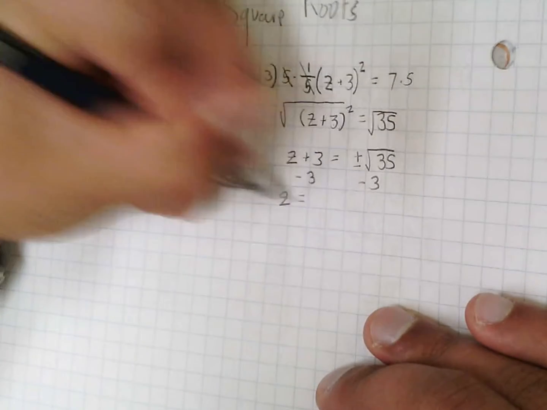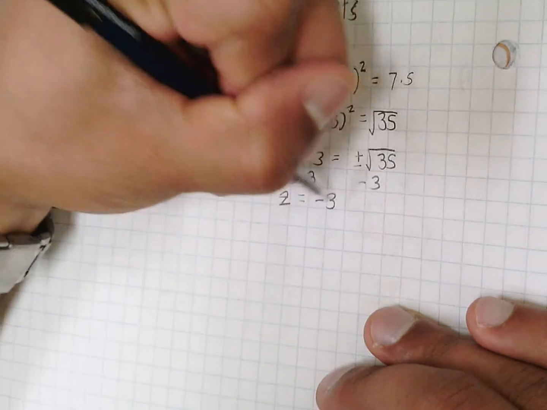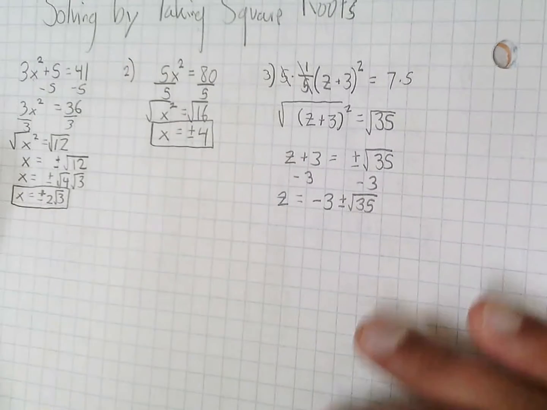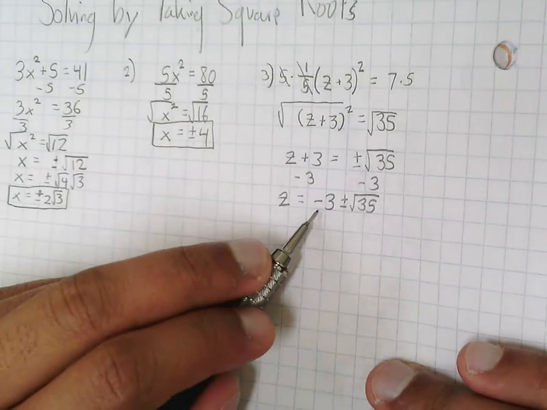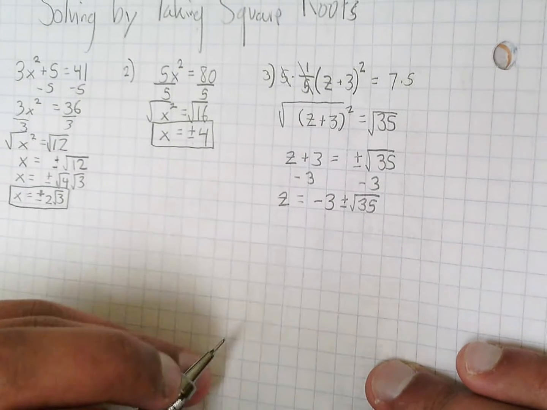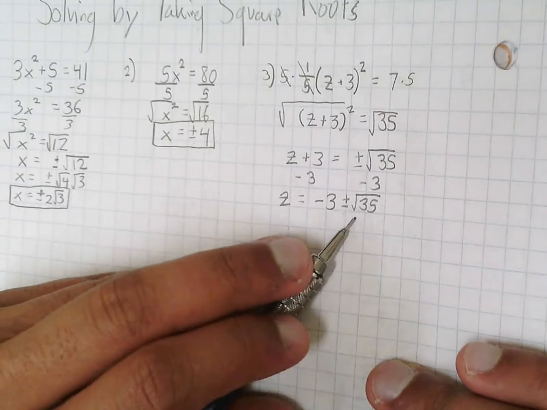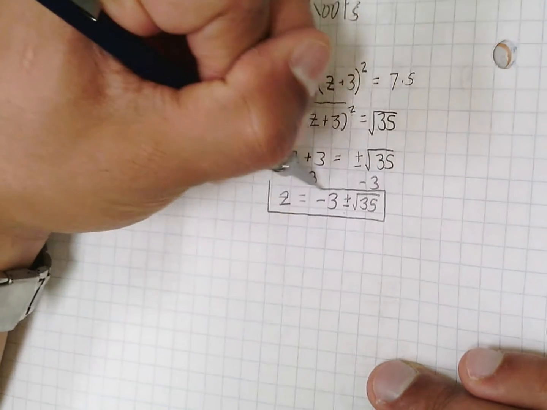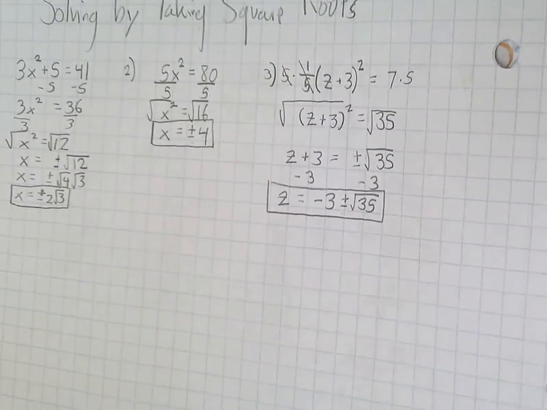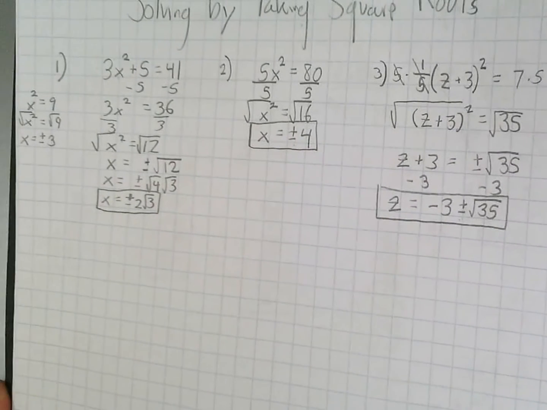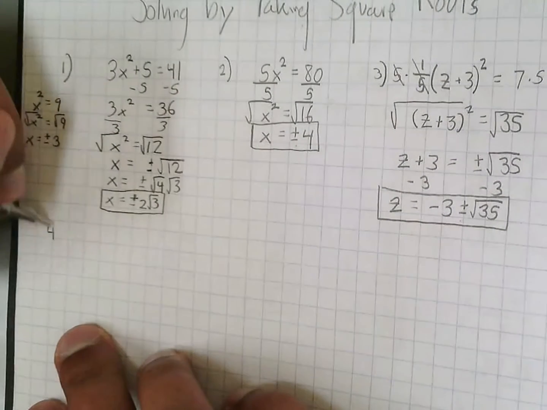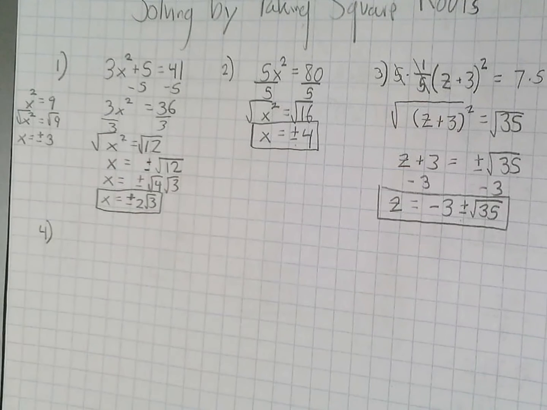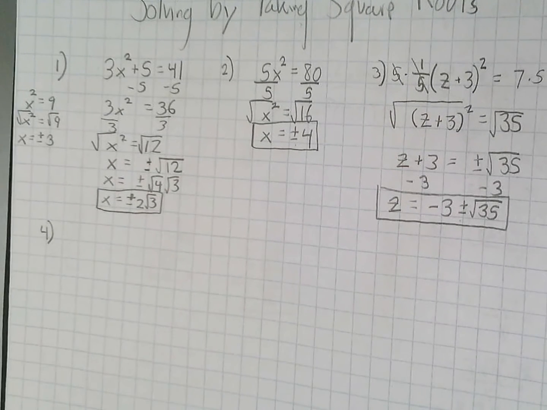So z equals, and we typically write the whole number first, followed by the radical. So we have two solutions. We have negative 3 plus the square root of 35 and negative 3 minus the square root of 35. These are my two solutions. And of course you can pause to look over what I just did, but I'm going to move on to number 4. We'll do one more of these.